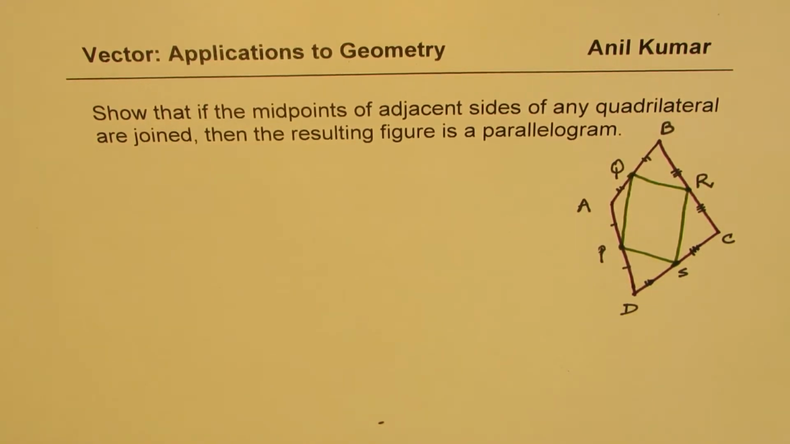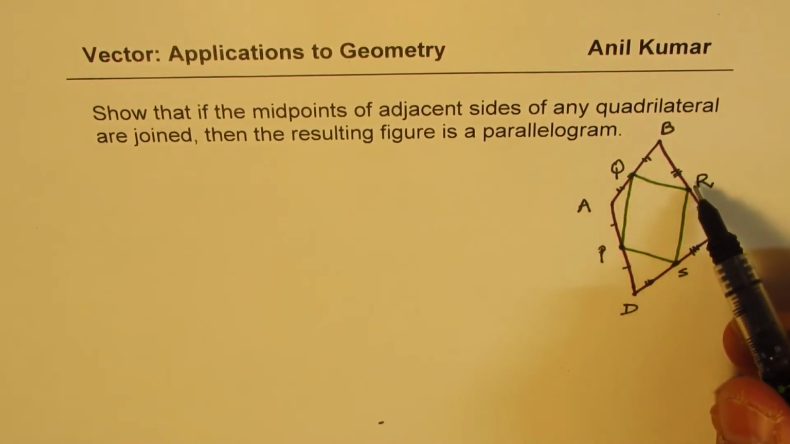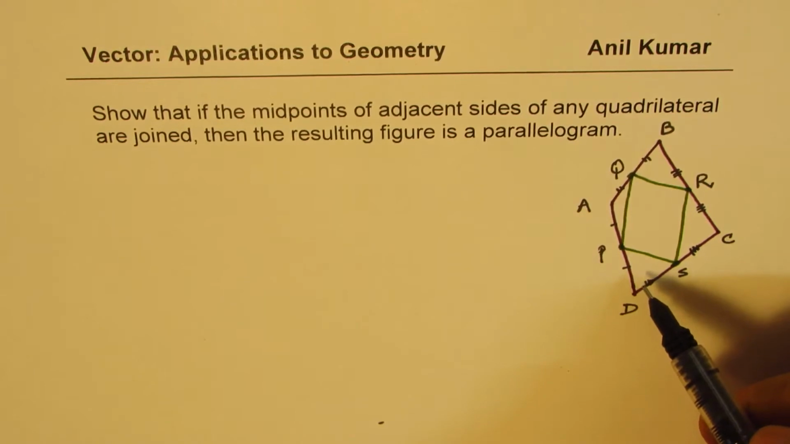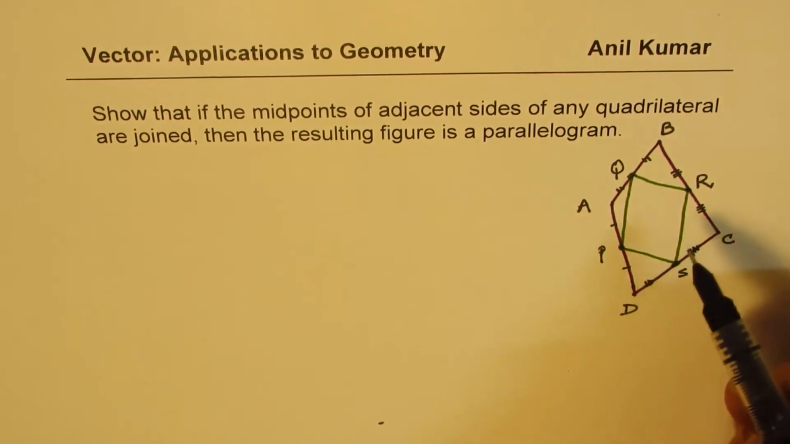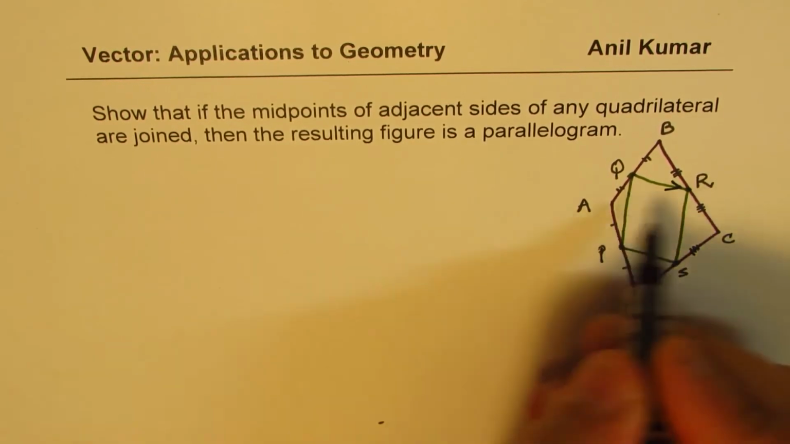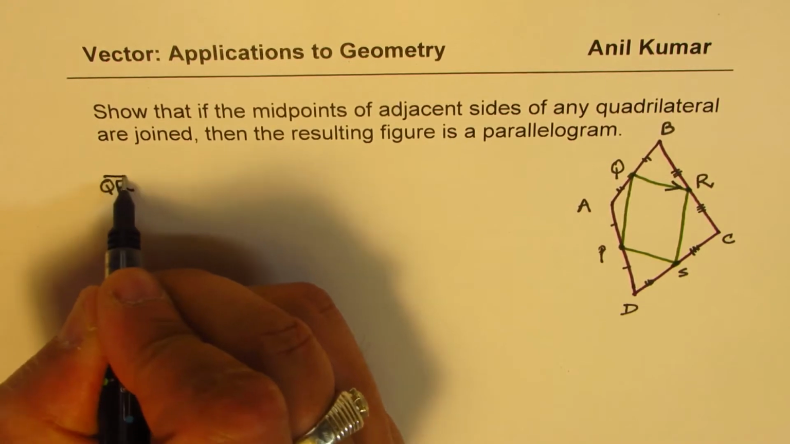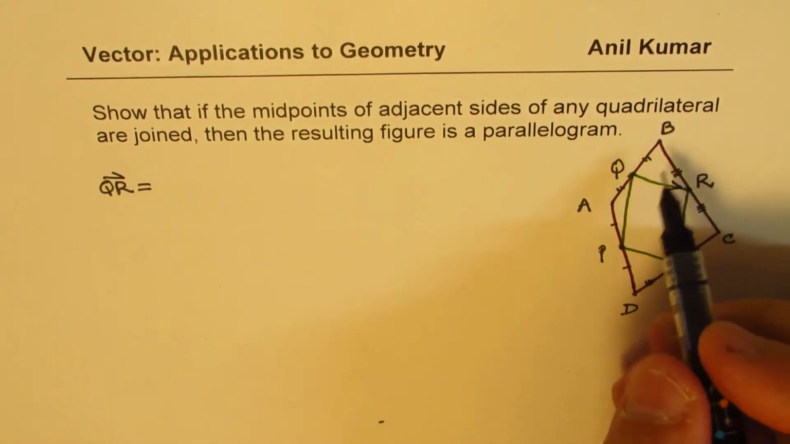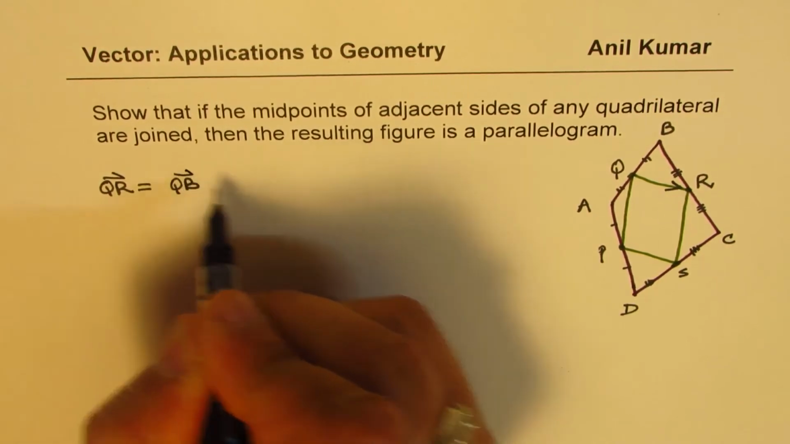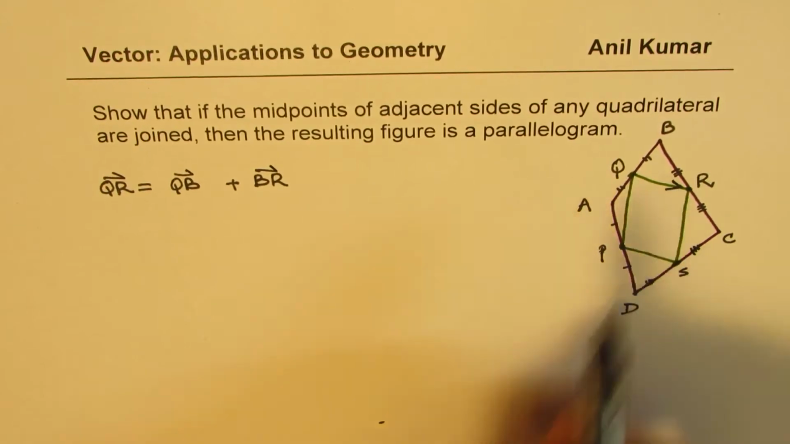Okay, these are the midpoints. Now, we need to prove that PQRS is a parallelogram. Okay, so the easy way to prove is that we can begin from any one side. So let's talk about QR. So what is QR equal to? So QR is equal to QB plus BR, right? QB plus BR. So that is QR.